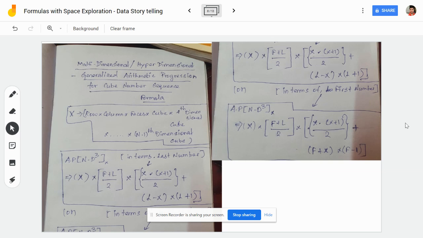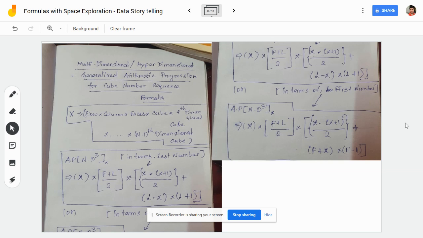multi-dimensional or n-dimensional generalized arithmetic progression for cube number sequence. I am going to illustrate it in the way of space exploration, where the stars are located some light years distance far away from each other, but in some kind of formation. It's like a three-dimensional space. The stars are located far away from each other. It forms like a three-dimensional cube that has a sequence of numbers.